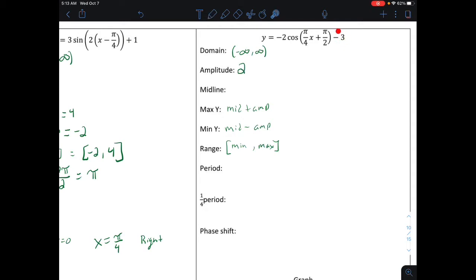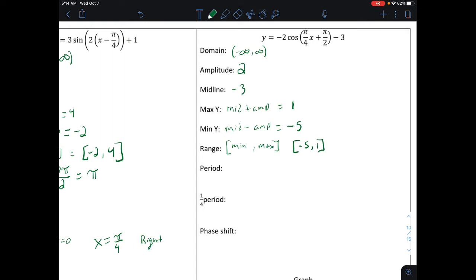Midline is the number that adds or subtracts on the end of the function. So midline is -3. Now we can find our maximum y and our minimum y. The maximum y, midline plus amplitude, that'd be 1. Minimum y would be midline minus amplitude, -5. So therefore my range of this cosine wave would go from -5 to +1.